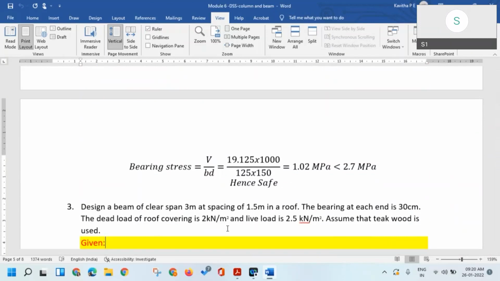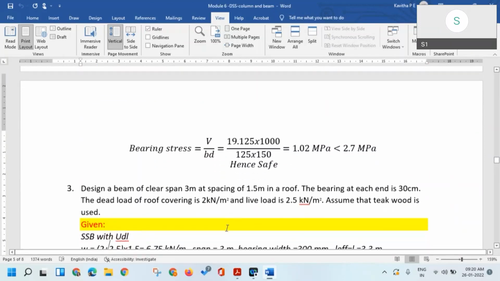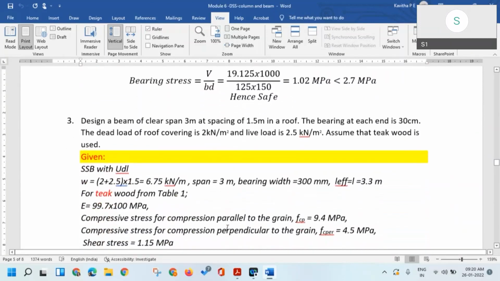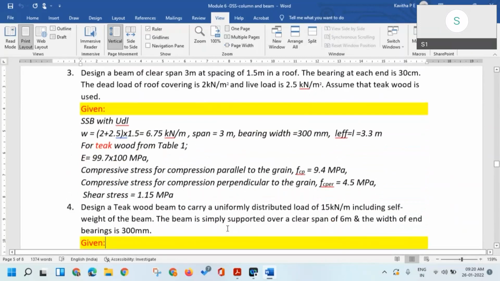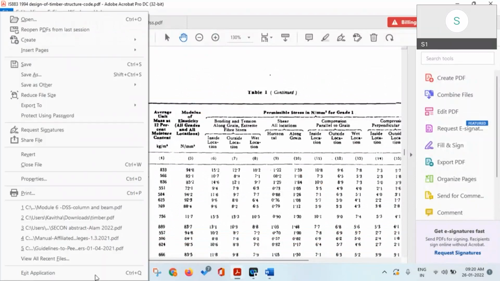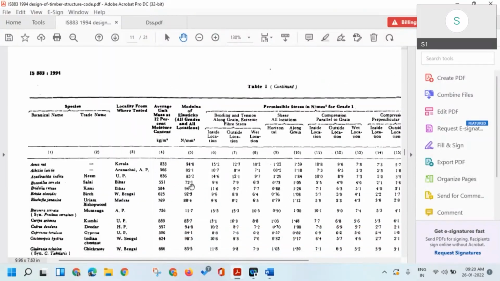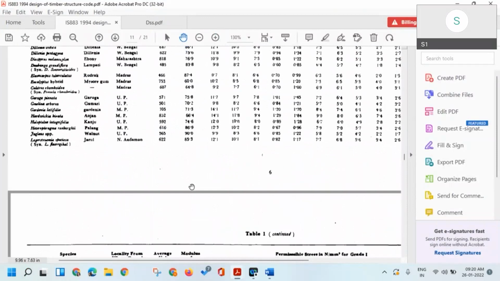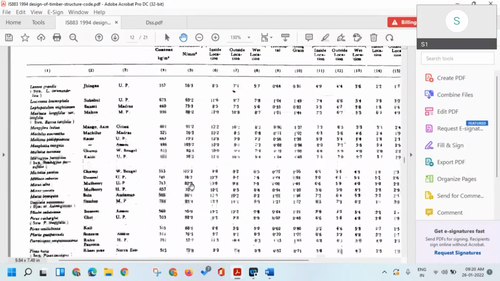So the procedure is almost the same. There may be slight variations. You have to identify the variations and do accordingly. In the third question, it is 3 meter span, 1.5 meter is the center to center distance, and 2 kilonewton and 2.5 kilonewton are the dead and live load, and the wood is different. So I have to get the properties of teak wood from table 1. I can just move down and find where the teak wood is.